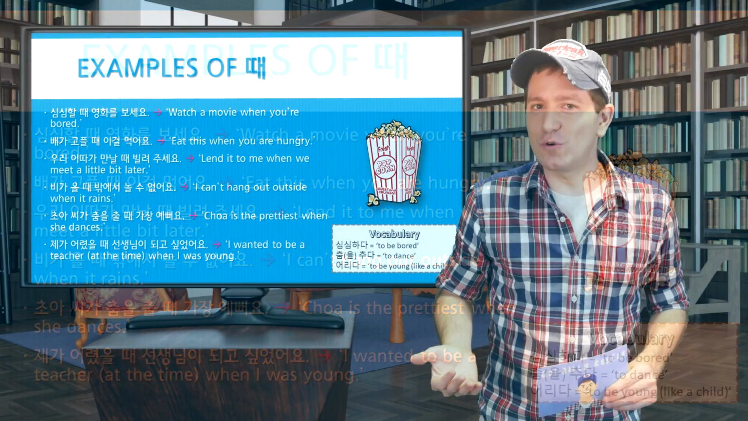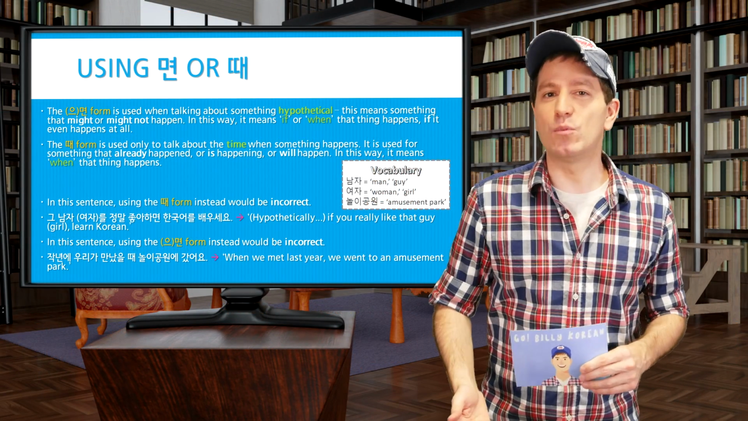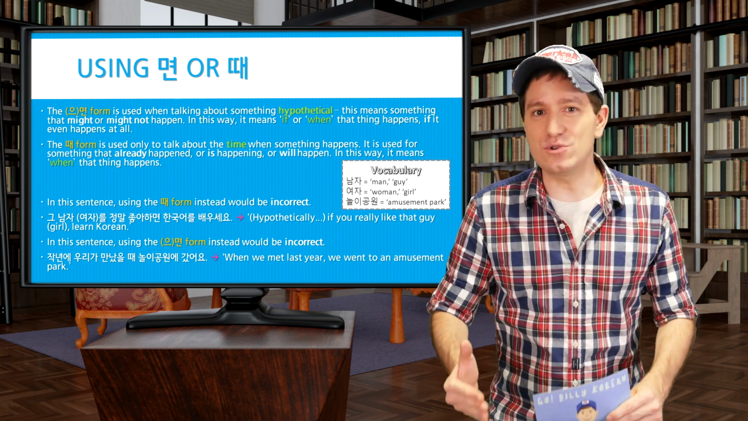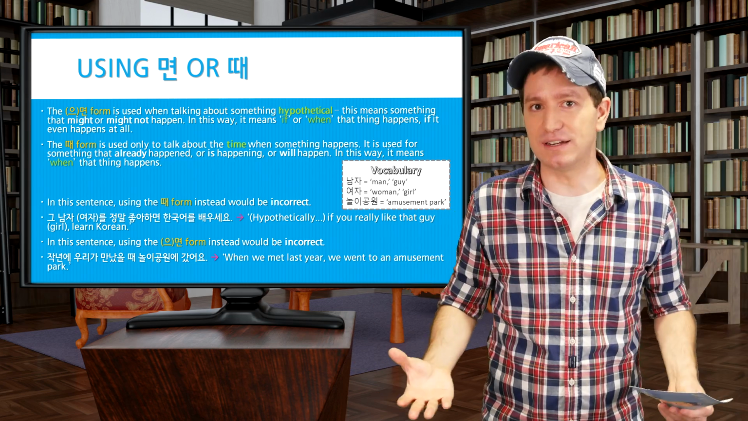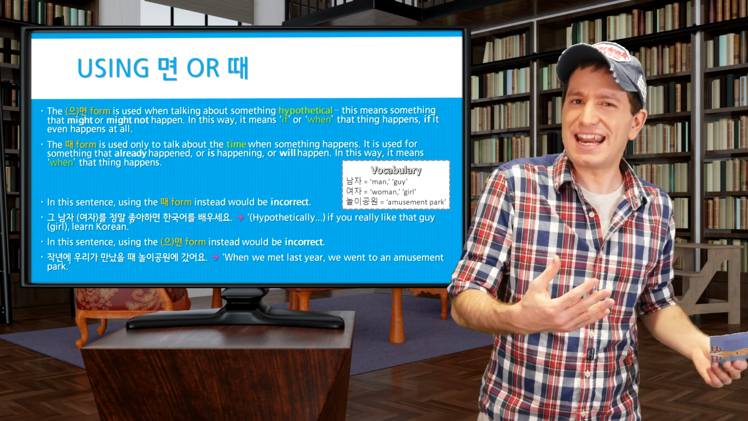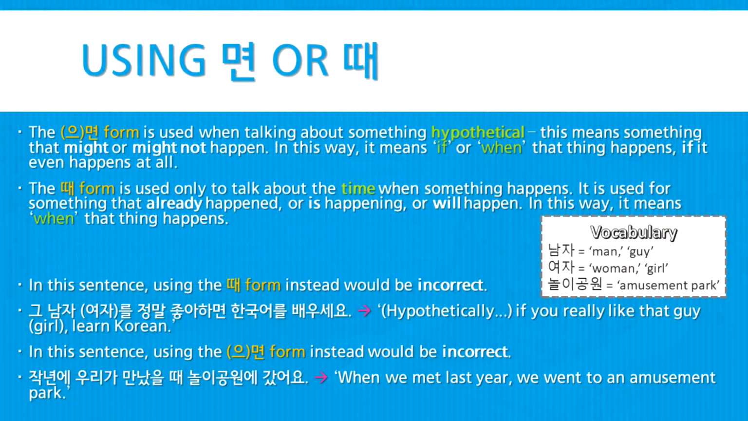So when are these two forms used? Well, let's go back and talk a little bit more about 면. 면 is only used in any hypothetical situation, something that might or might not happen. In this way, it can mean both if that happens, or when it happens, or if it even happens at all. However, the 때 form is only used to talk about the time when something happens. It's used for something that either already happened, or is happening, or will happen. So in this way, it only means when that thing happens.